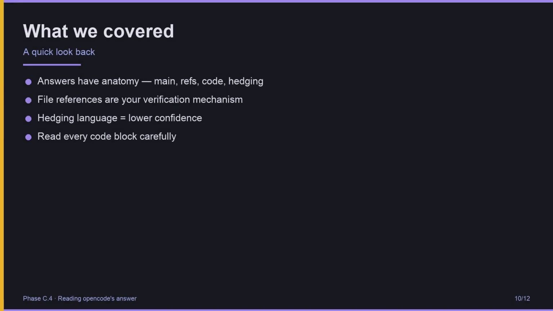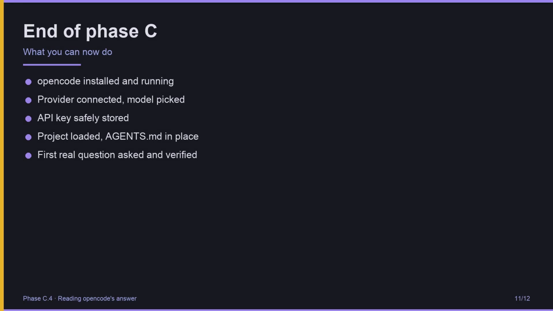Quick recap. Answers have anatomy: main answer, file references, code blocks, hedging. File references are your verification mechanism; always check them. Hedging language means lower confidence. Read every code block line by line. And that wraps Phase C. You can now install OpenCode, connect a provider, pick a model, keep your API key safe, load a project, run /init, and ask your first question. Read the answer critically. Phase D, the daily loop, is where this all becomes muscle memory.